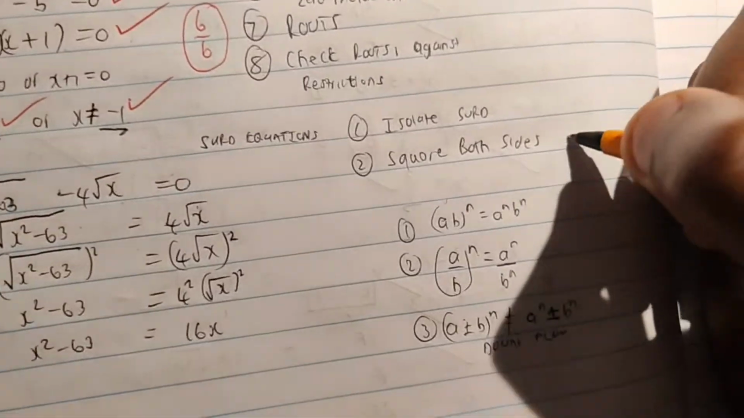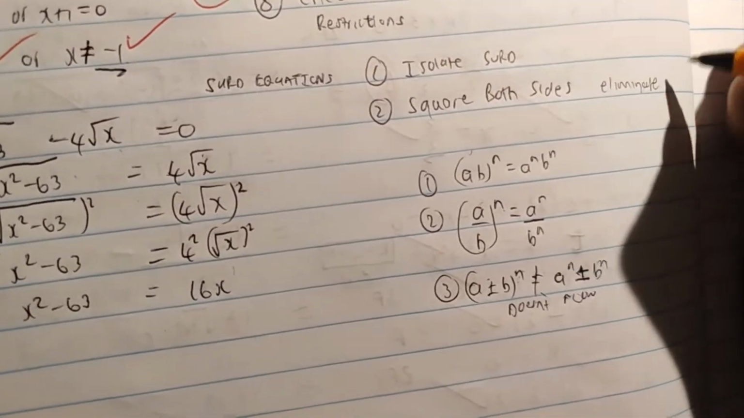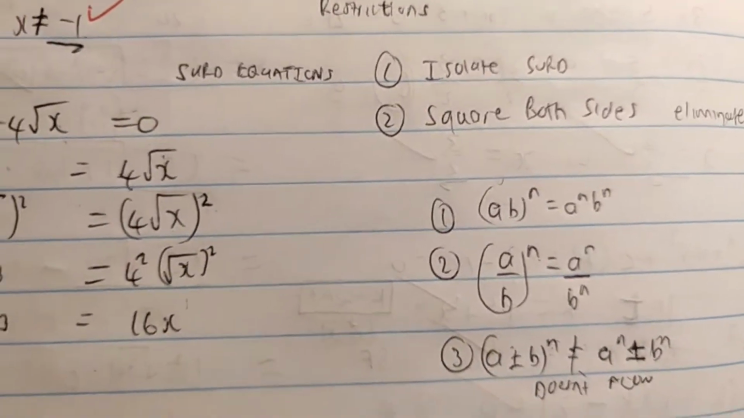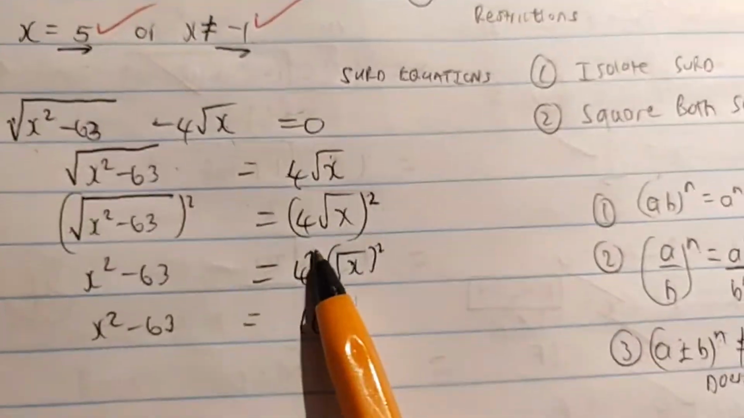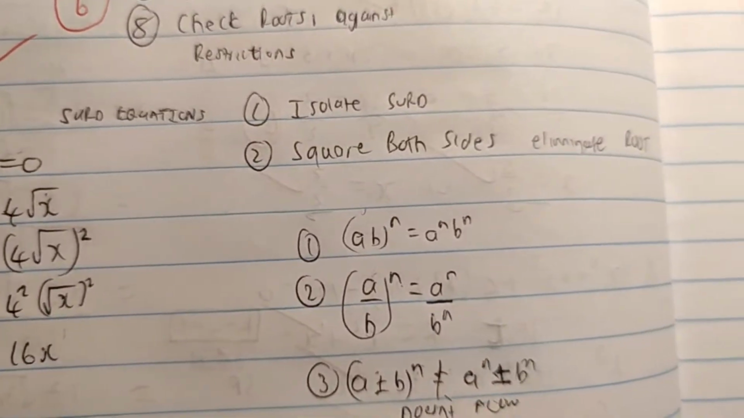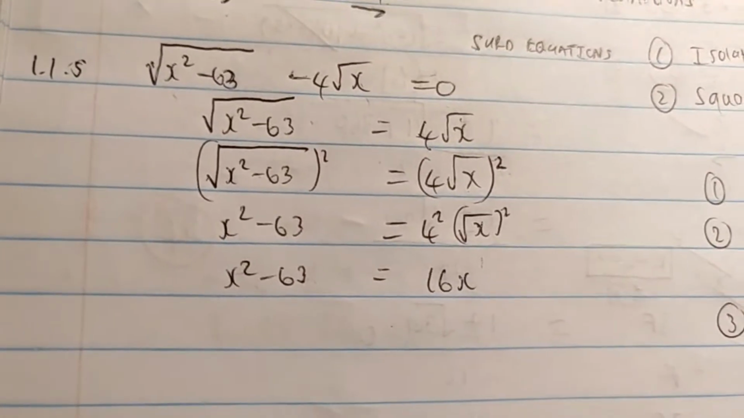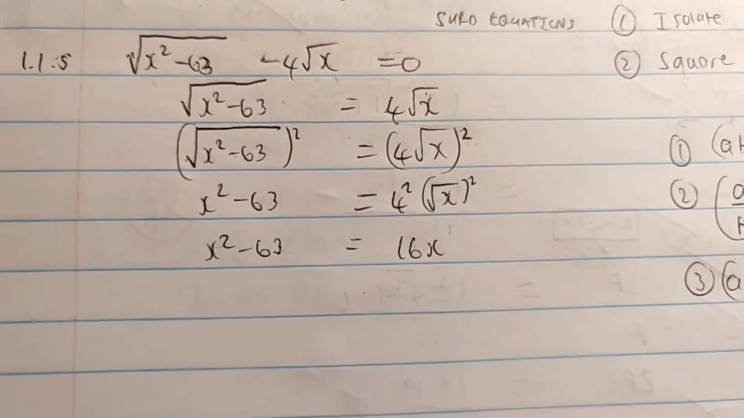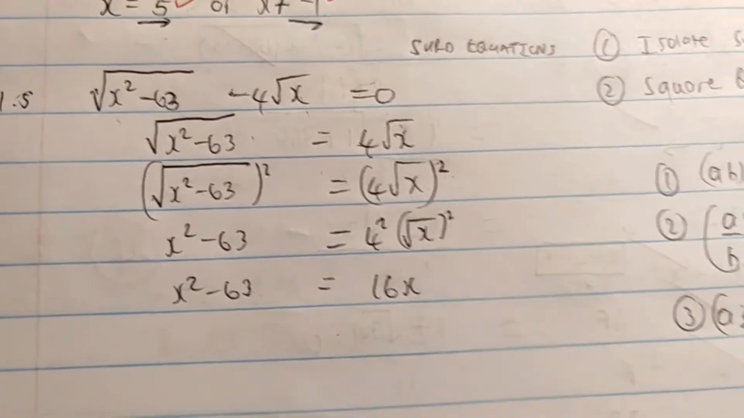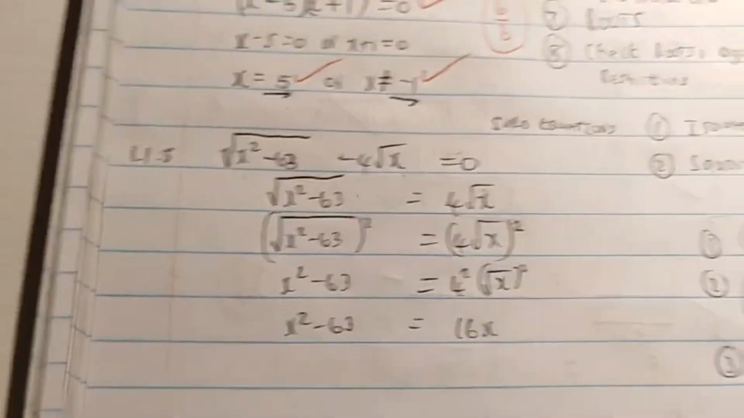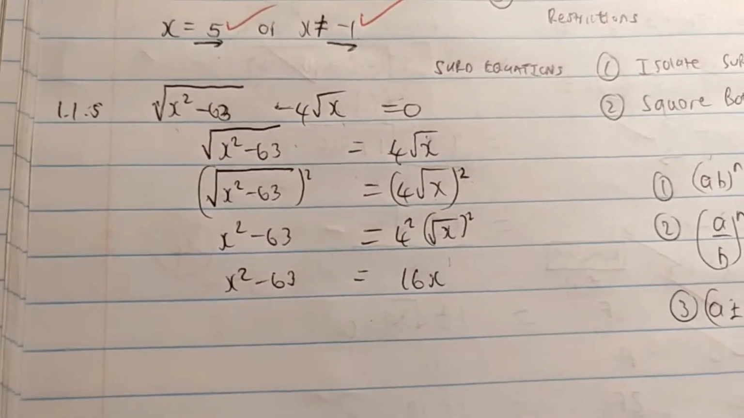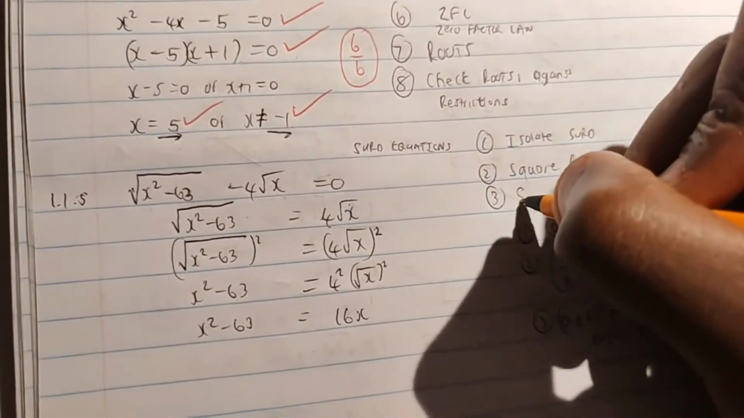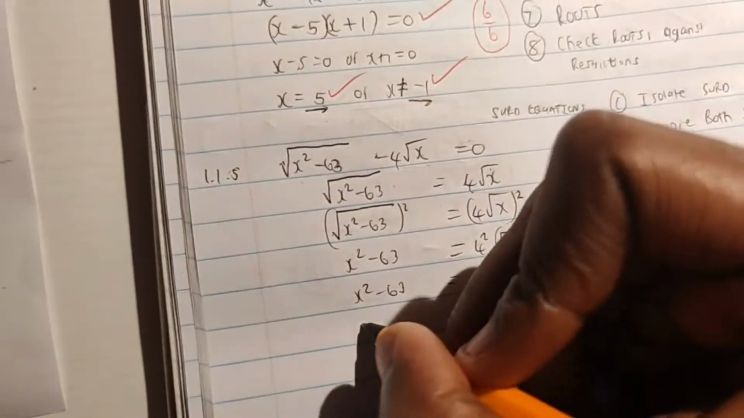Why? To eliminate the root, because it's a square root in this case. So we do that, guys, until we don't see a root anymore. It's possible in a surd equation to square not only once but several times, depending on the square root's stubbornness. Now that we are here, we are chasing standard form.